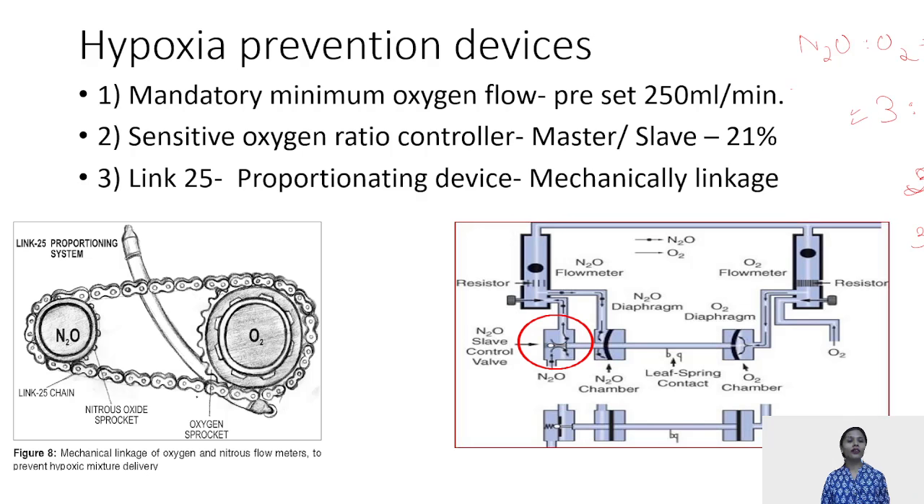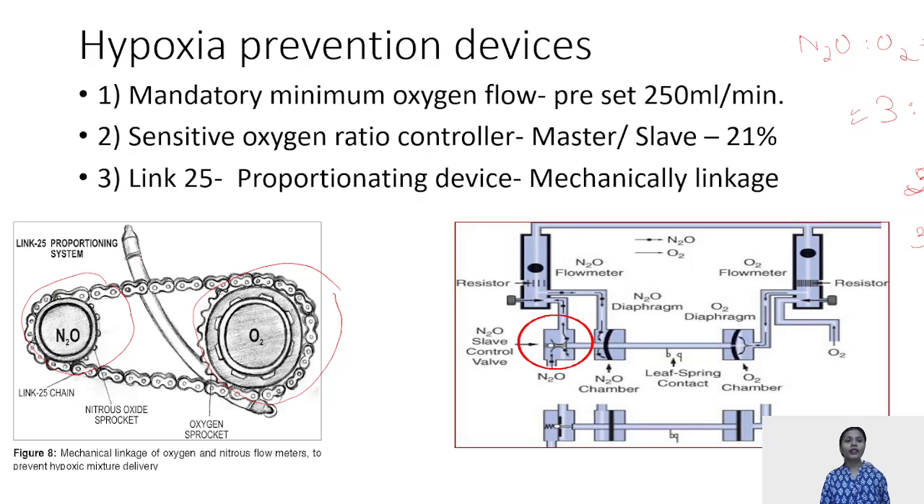Last we have a Link 25. These are actually flow meters. This is the nitrous oxide flow meter, as you can see. This is the oxygen flow meter, as you can see. This is known as Link 25. This is a cog wheel. You all must be knowing what a cog wheel is, like your cycle.